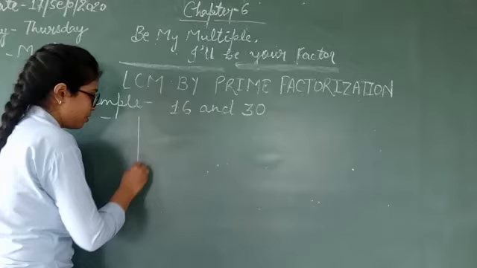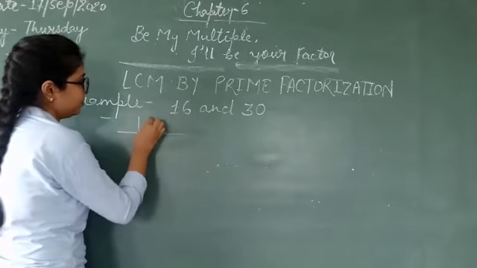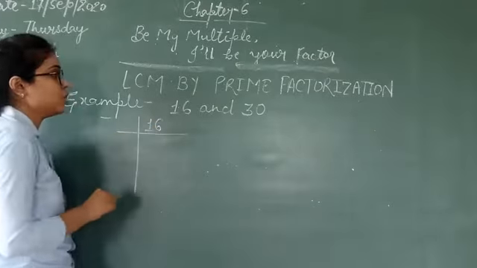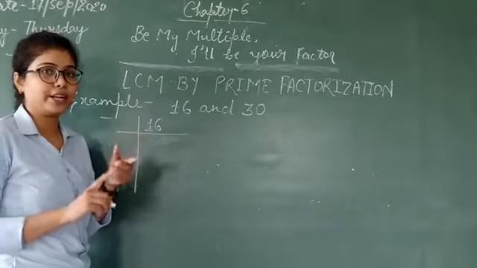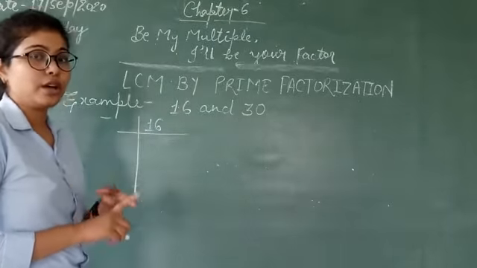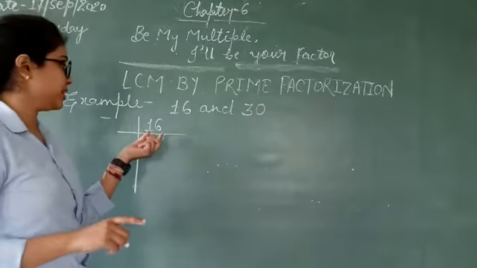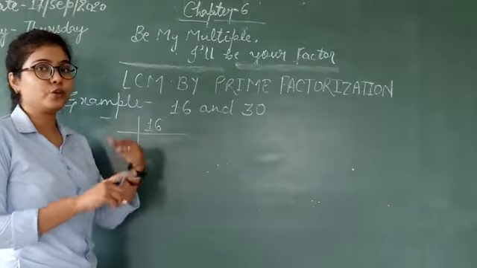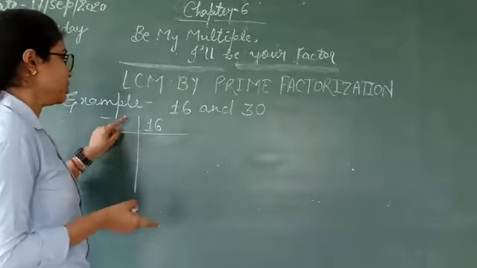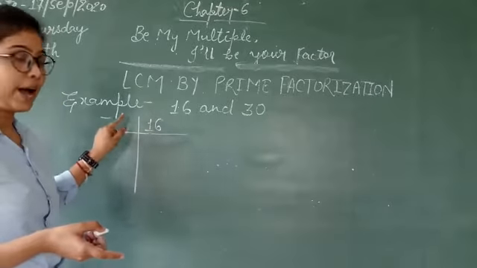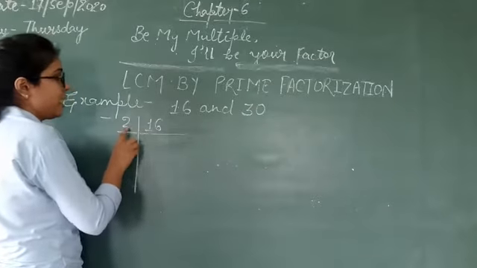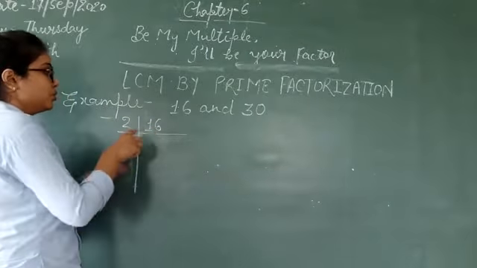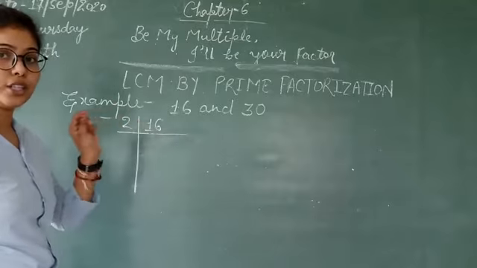So let's start. First we will find the prime factorization of 16. We have to divide 16 by the lowest prime number, which is 2. If it is not divisible, suppose there is some other number, you will take the next number. Here it is divisible by 2, so I am dividing it by 2 first. You write 2 here, and when you divide 16 by 2, you get the quotient 8.